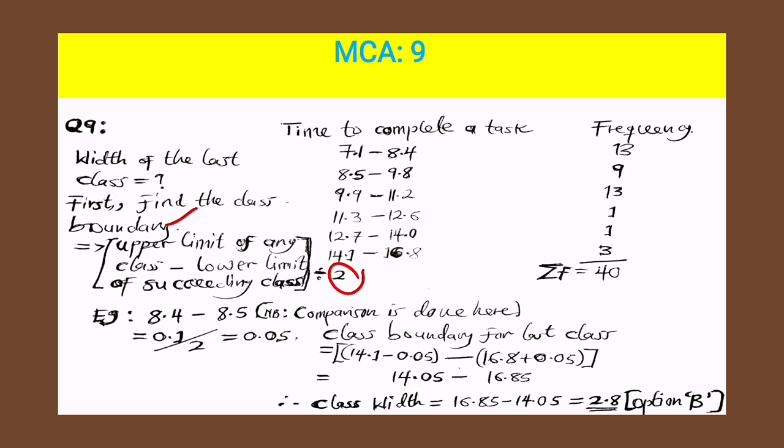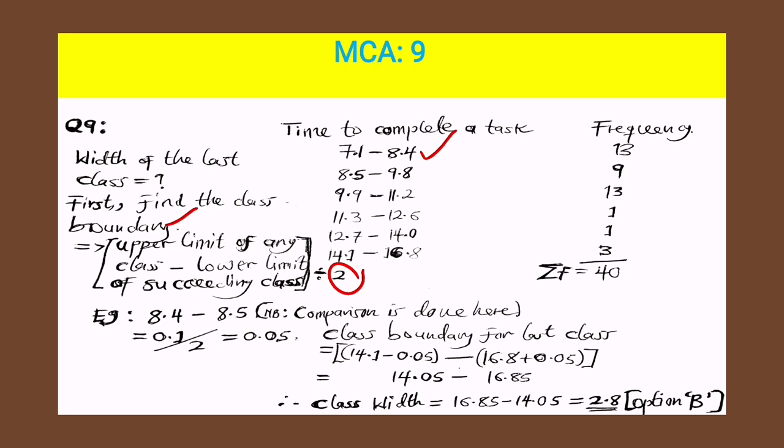Alright, so if I take, let's say, the first class interval, which is 7.1 and then 8.4, I take the upper class limit, 8.4. That will be the upper class limit, and then I compare with the succeeding class. So what will be the succeeding class after 8.4? It's going to be 8.5 and then 9.8. So we look out for the lower limit of the succeeding class, which is 8.5.